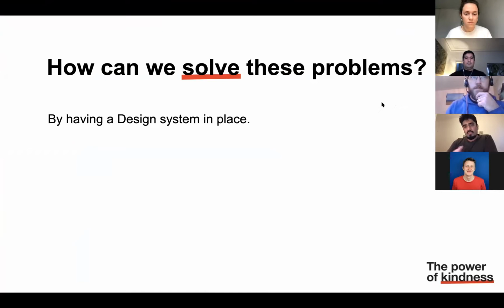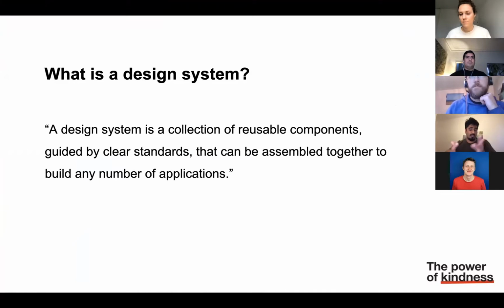So when we have so many differences, we have a question we can ask ourselves. So how can we solve all of these problems? So my answer would be that we need to have a design system in place to avoid all of these problems. Then a question comes to your mind: what is a design system?